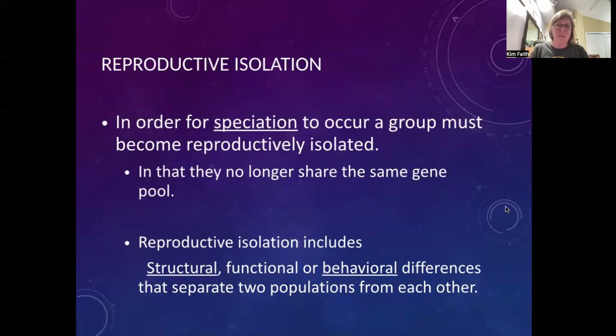Some of this reproductive isolation includes structural, so maybe their male and female parts don't fit together anymore. Functional, all right, they may have different purposes. And behavioral. Maybe there is a certain ritual that a male or female has to do during courtship to get that reproductive opportunity. All right.